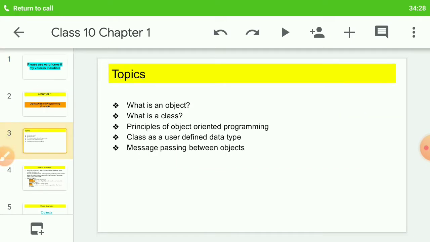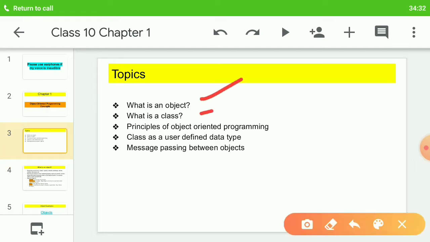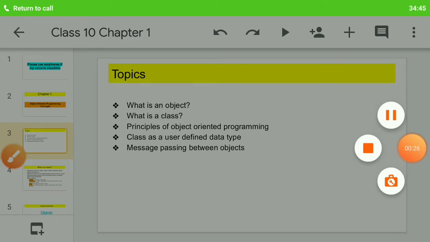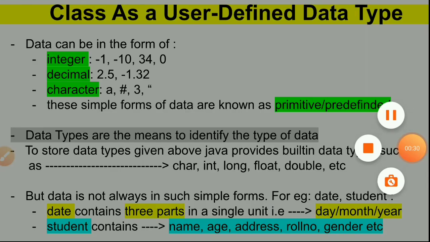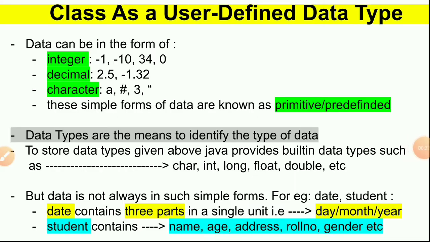So far we have discussed object, class, principles of OOP. Today we'll be looking at class as a user-defined data type and message passing between objects. So, class as a user-defined data type.